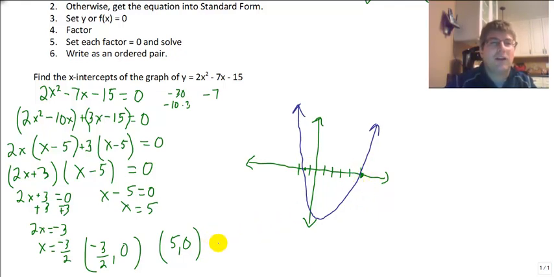So there's an introduction to calculating the x-intercepts of a quadratic equation, and we will see you in class.